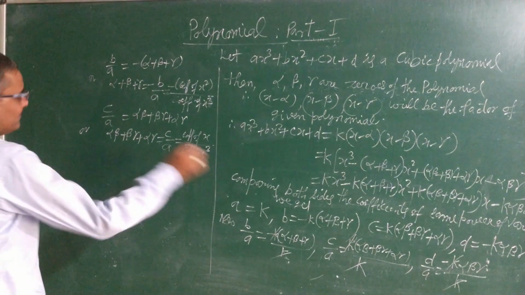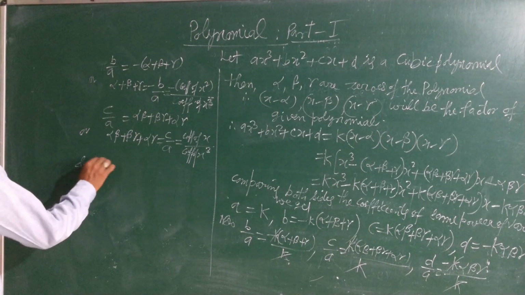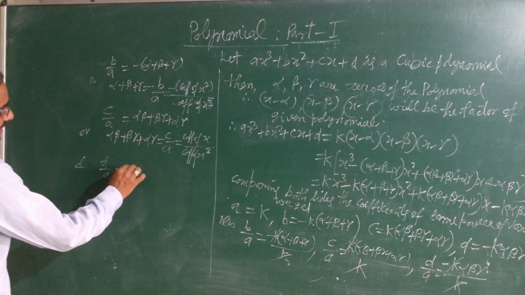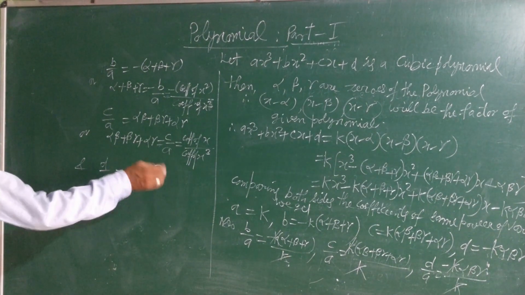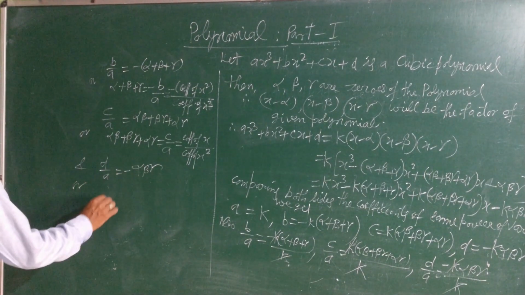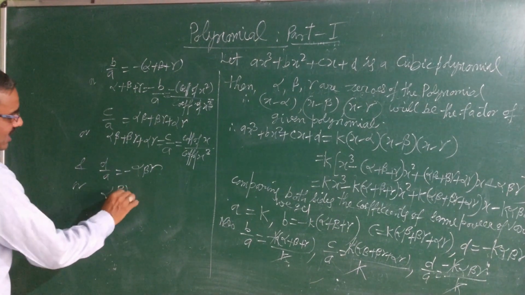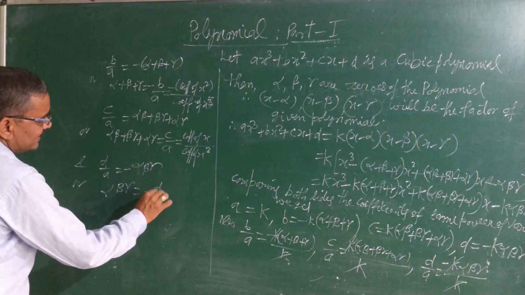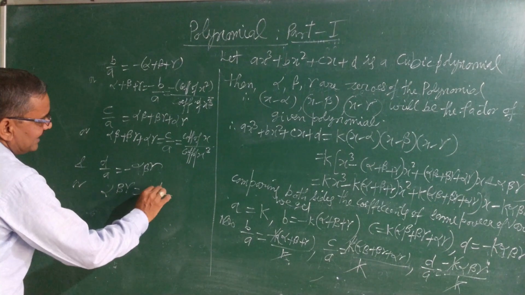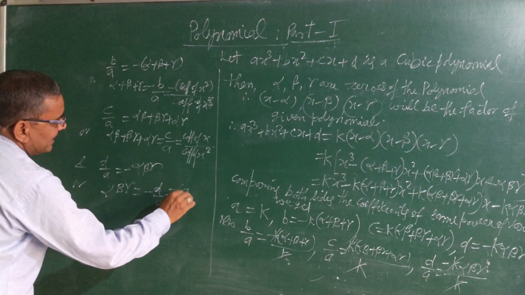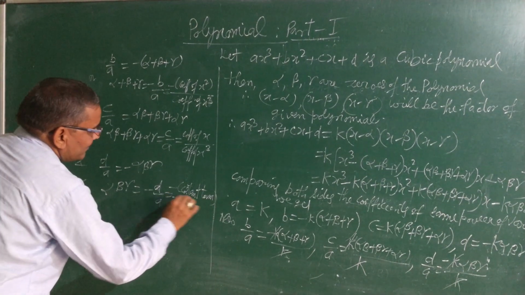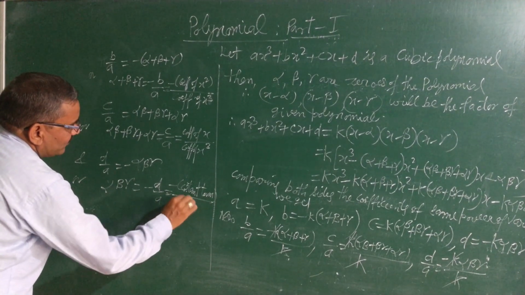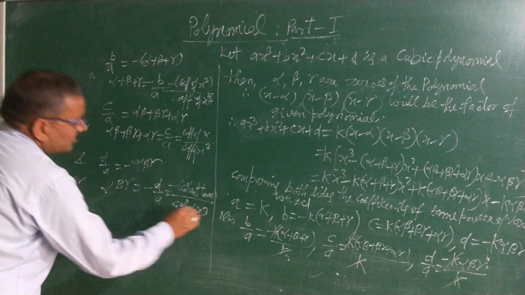Again, the third one: d upon a is equal to minus alpha beta gamma. Multiplying by minus on both sides and taking alpha beta gamma on the left, we get alpha beta gamma is equal to minus d upon a, that is minus constant term upon coefficient of x cube.